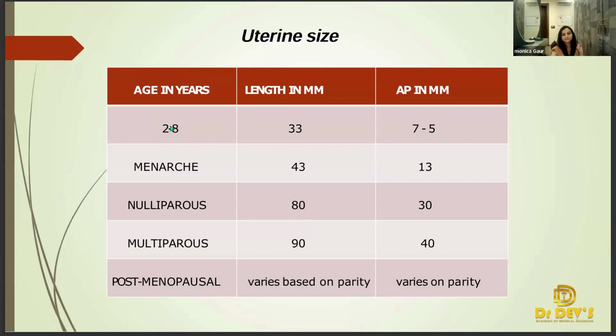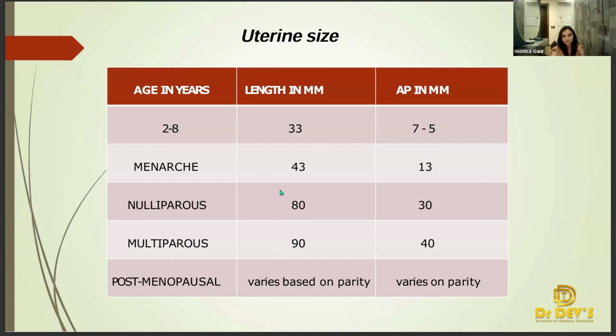If the age in years is 2 to 8, the length should be 33, and 7 to 5 in anterior posterior. If I am talking about anterior posterior, that means transverse view. And this is a longitudinal view. During menarche, 43, 13. Nulliparous, 80, 30. Multiparous, 90, 40. Postmenopausal varies based on parity.